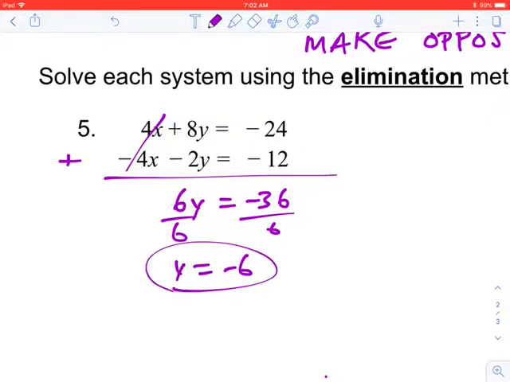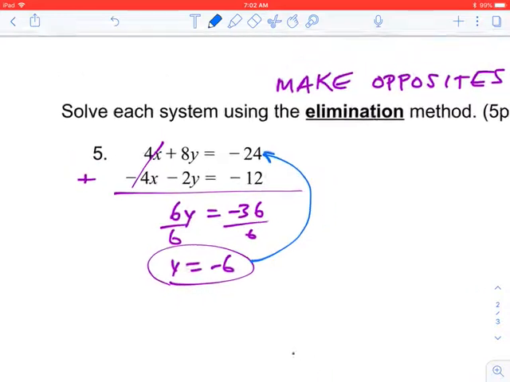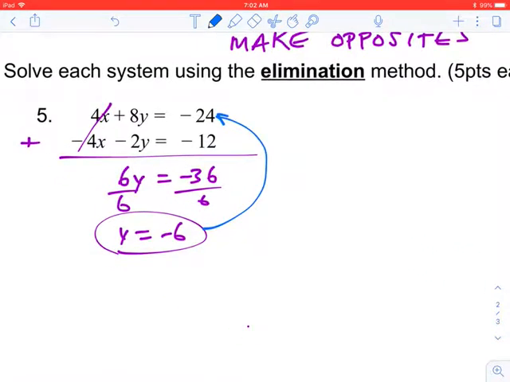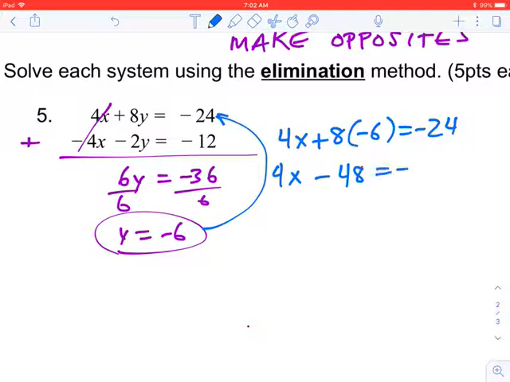And now all I have to do is plug it back in to one of those equations. Again, it doesn't really matter which one. I'm going to choose the top one. So 8 times negative 6 equals negative 24. So 8 times negative 6 is negative 48 equals negative 24, and then I add 48 to both sides.